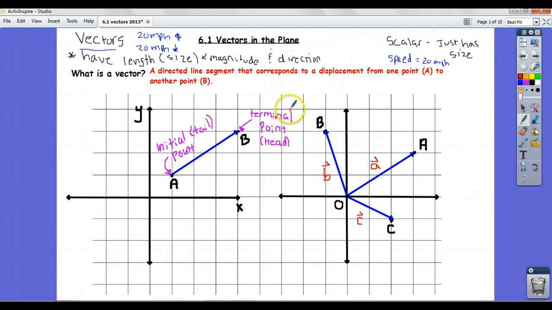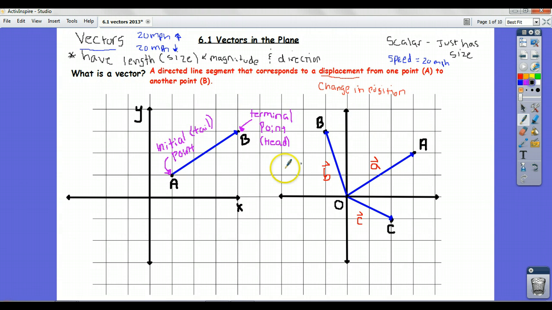In terms of the math or relating to the geometric interpretation of a vector, I put down this definition, which I think will help us as we deal with the geometry of these vectors. So you can view a vector in the math sense as a directed line segment that corresponds to a displacement, and a displacement just means change in position. A displacement from one point in this diagram here, A, to another point, B.